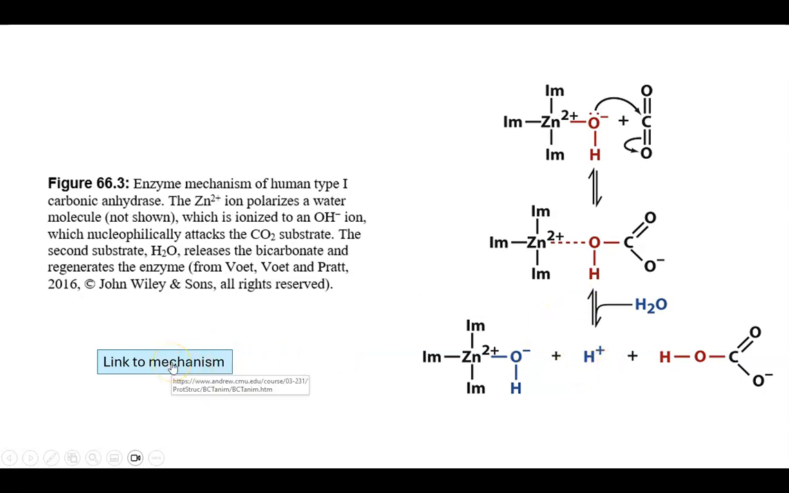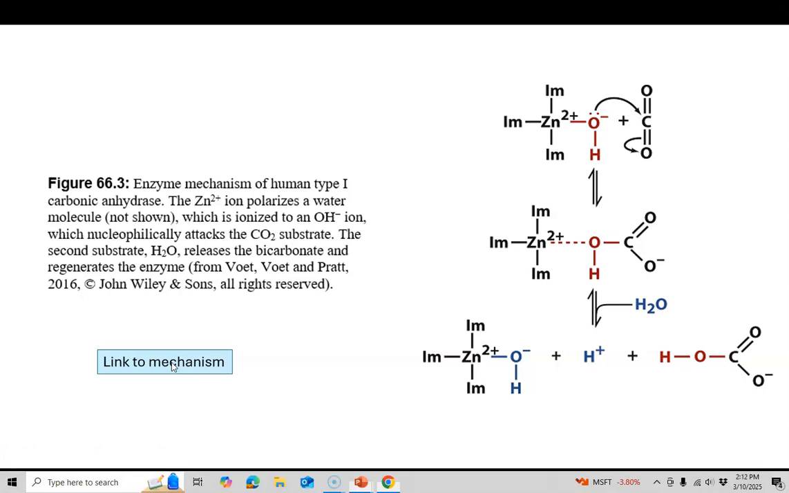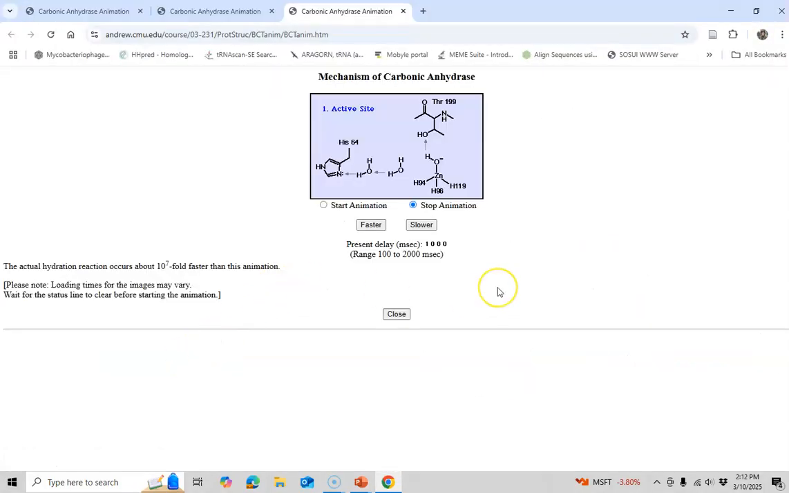I was looking for information about the mechanisms, and I found this little video right here. So I wanted to show that to you. I'm going to hit start animation, and you can slow this down. That's the slowest it'll go. It goes through the steps. Up here, and it's on a loop, so we'll wait for it to start back to the beginning.